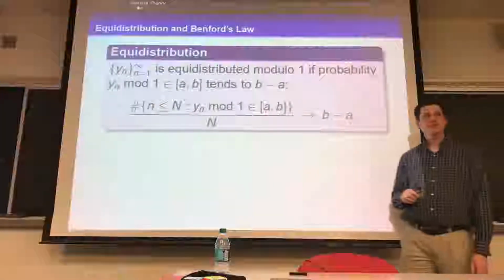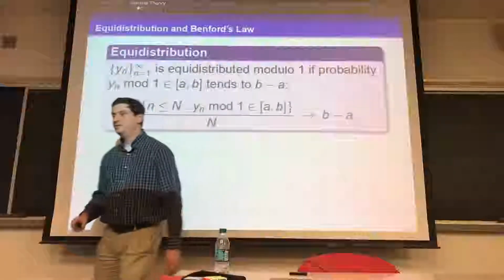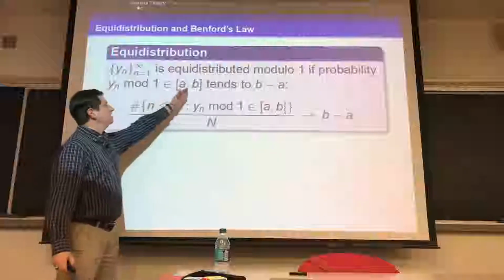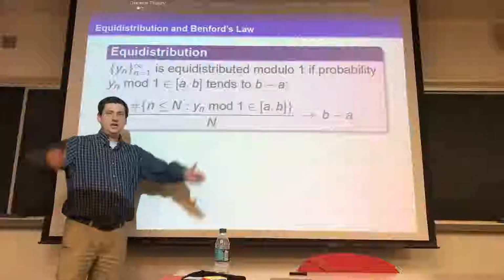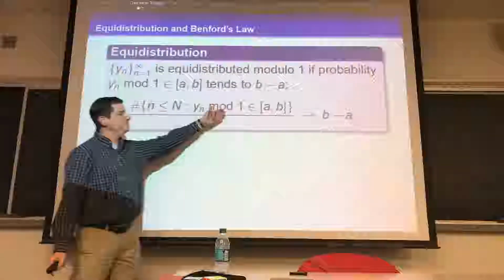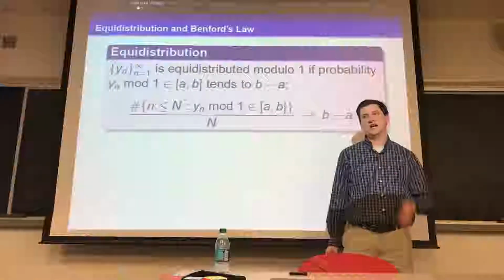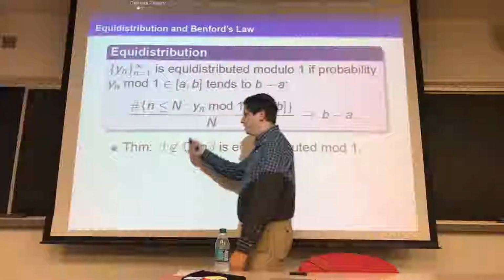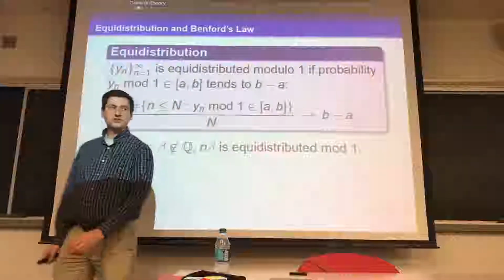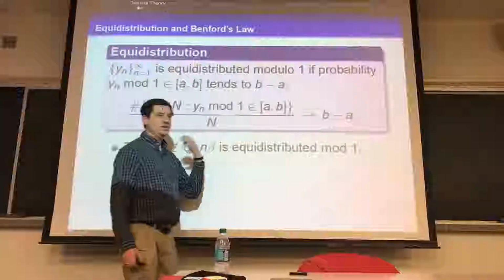All right, concept of equidistribution. We say a sequence is equidistributed mod 1 if the probability that we land in an interval [a, b] tends to b minus a. So [a, b] is just some subinterval of [0, 1]. So the fraction of the time we're in the interval just goes to its measure. So in the interval 1/3 to 2/3, we're there 1/3 of the time in the limit. And so here's a nice theorem. If beta is irrational, then n beta is equidistributed mod 1. There's a lot of nice proofs of that.